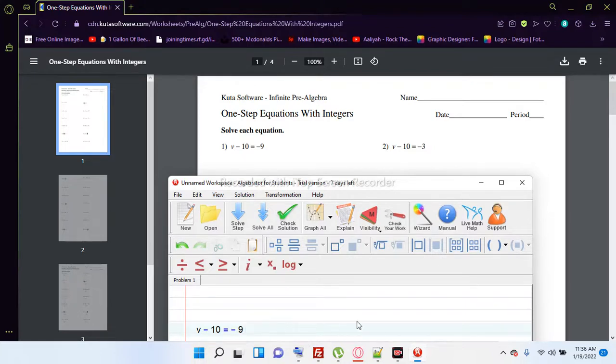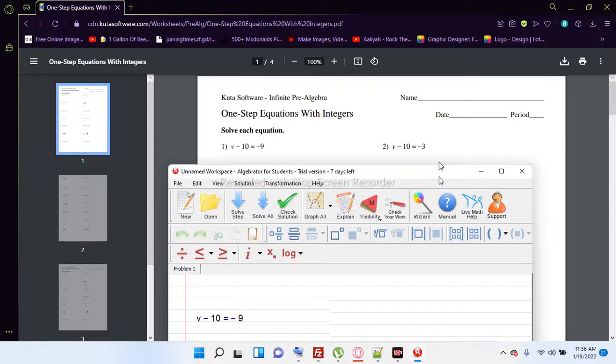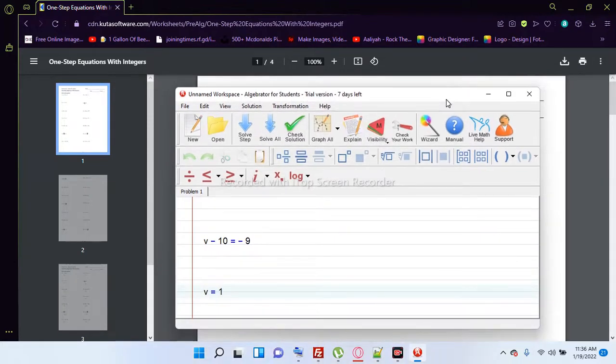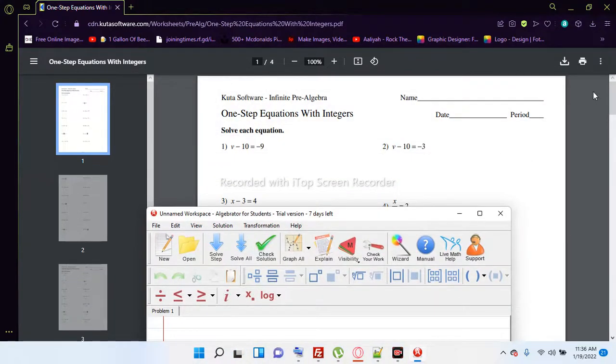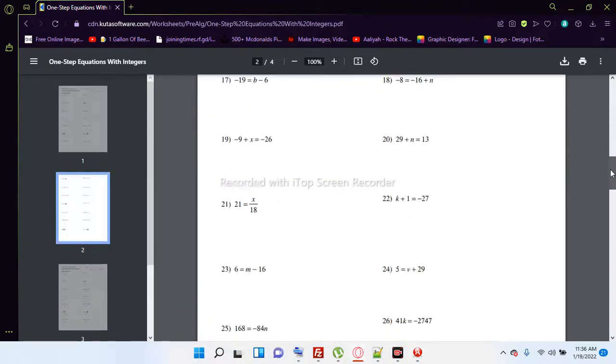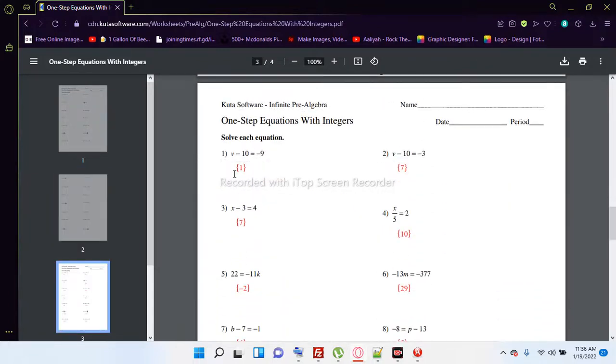What you got to do next is go to solve all. Once you press solve all, it'll solve the problem for you. And it says v equals 1. Negative 10 minus negative 9 is negative 1, so v equals 1. Now if you go down on this expression page, down to the answer, you have a 1.